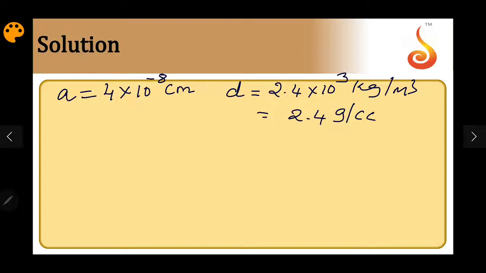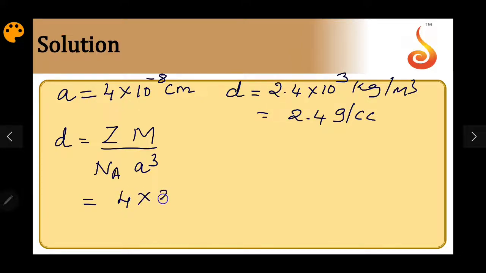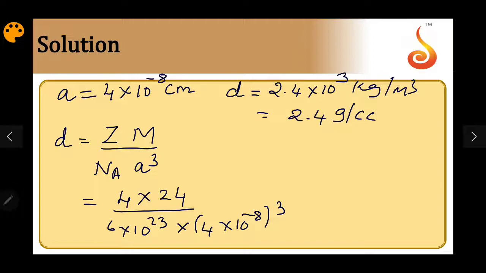Now I have to find out the theoretical density. Density is equal to Z into m divided by Na into a cube. So Z is 4 for FCC, atomic mass is 24 given, divided by 6 into 10 power 23. a cube is 4 into 10 power minus 8, whole cube. So if you simplify, I'll get this as 2.5 gram per cc.